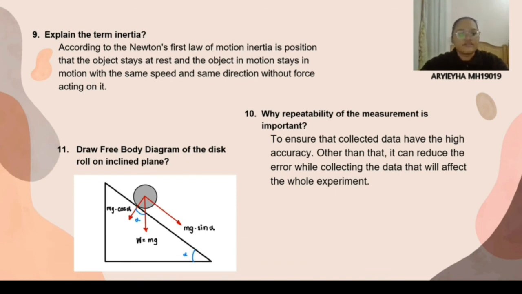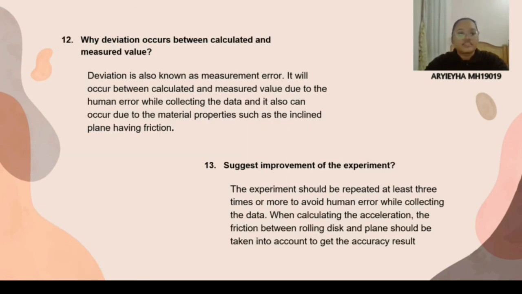For question 11, this is the free body diagram of the disc rolling on the inclined plane. Next, question 12. The answer is that deviation is also known as measurement error. It occurs between the calculated and measured values due to human error while collecting the data. The last question is to suggest an improvement to this experiment. The answer is that the experiment should be repeated at least 3 times or more to avoid human error in collecting the data.